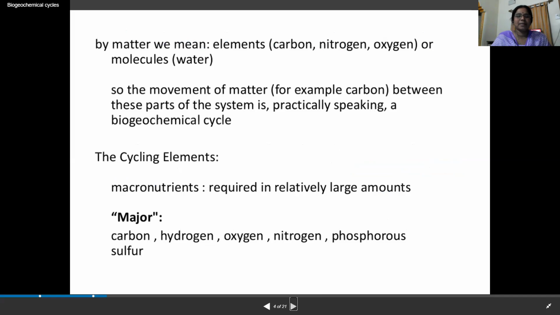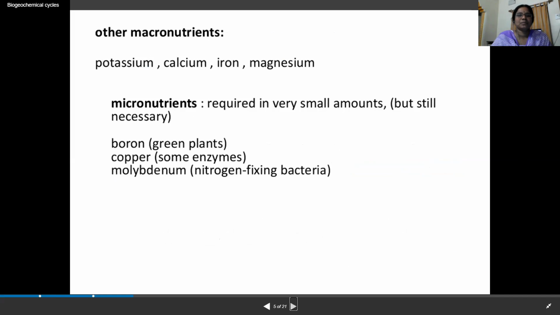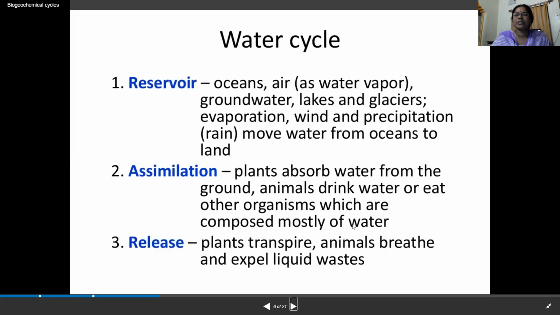What are the major types? Carbon, hydrogen, oxygen, nitrogen and phosphorus. But in our syllabus we are confined only to the water and nitrogen cycles. I am going to explain the water cycle first.